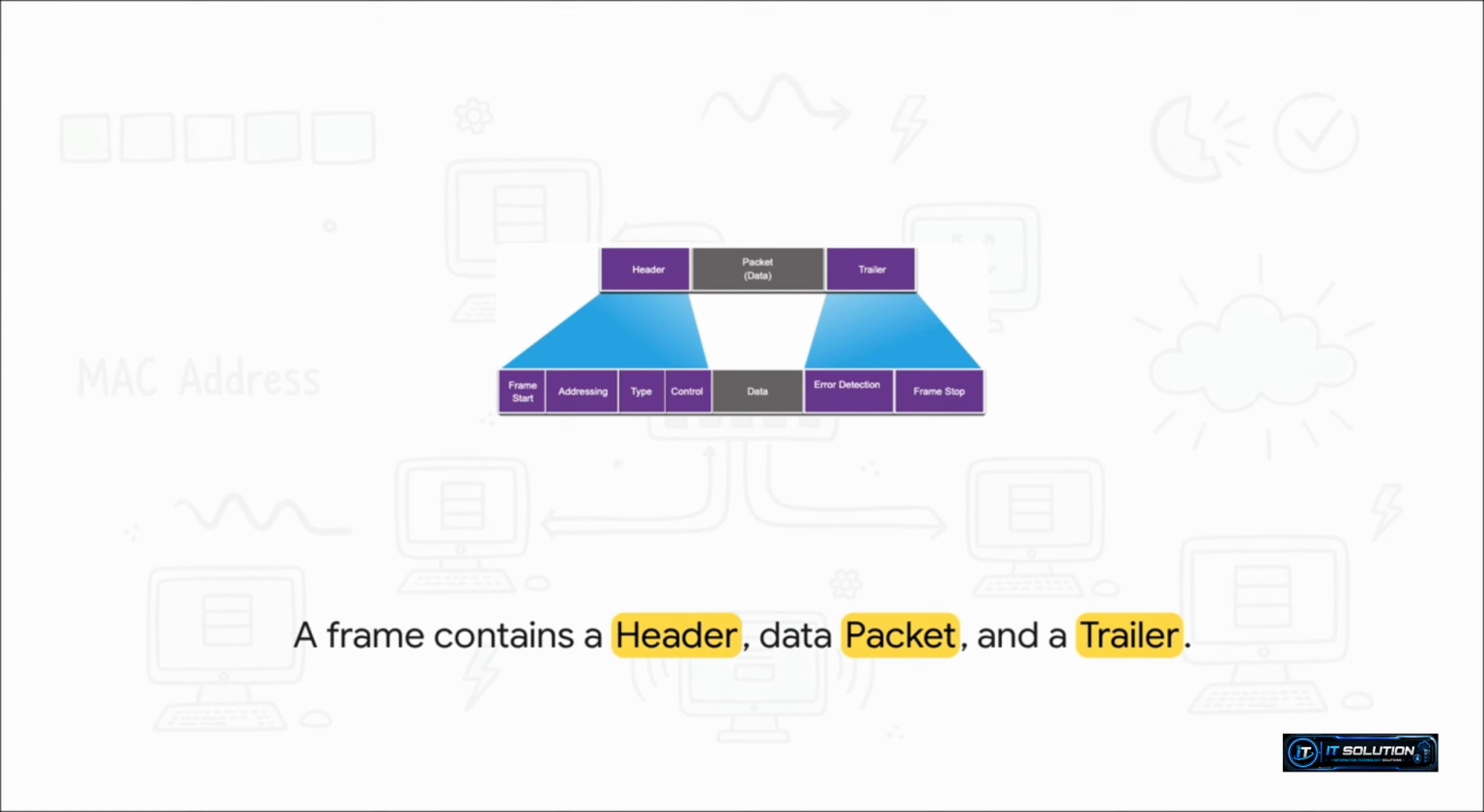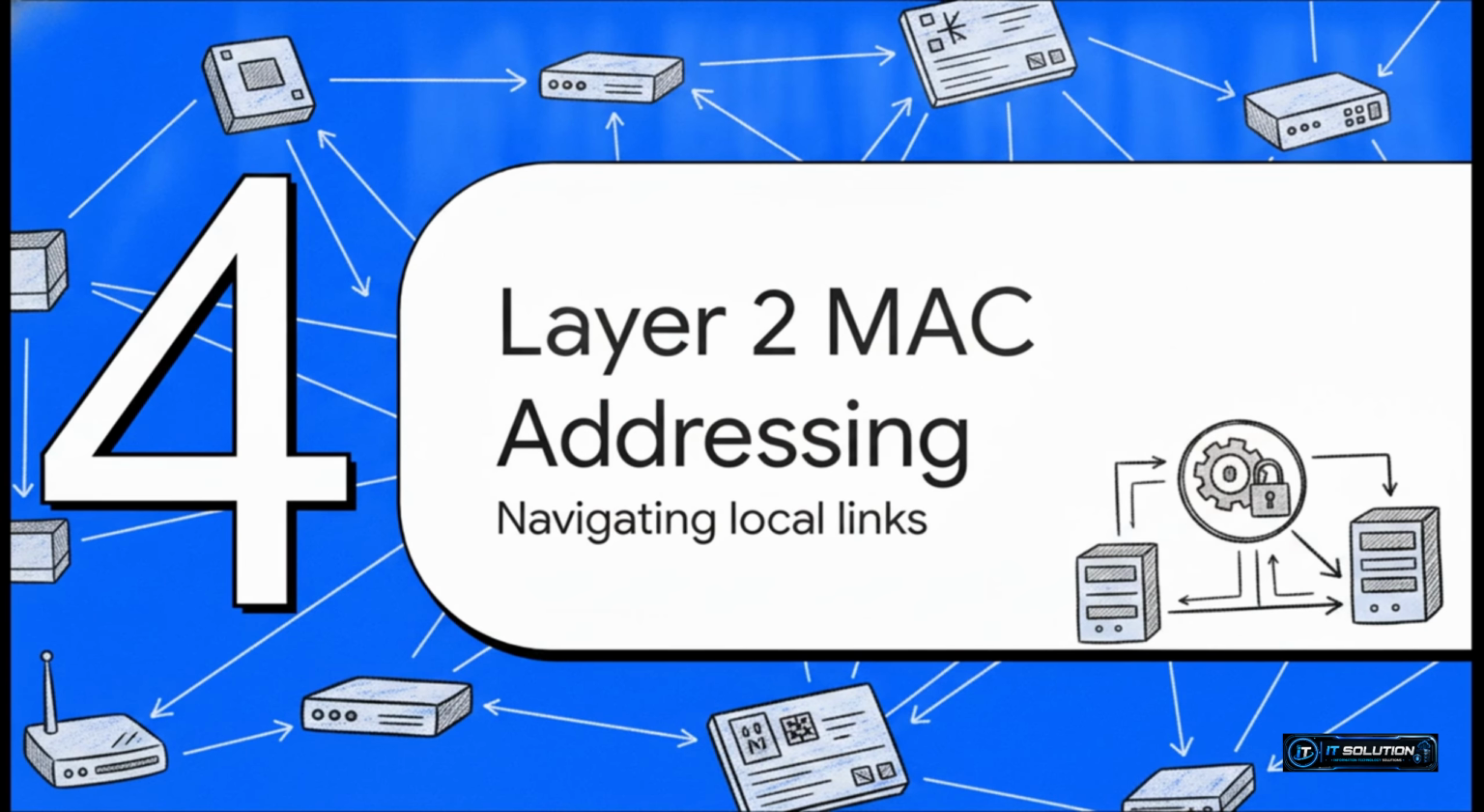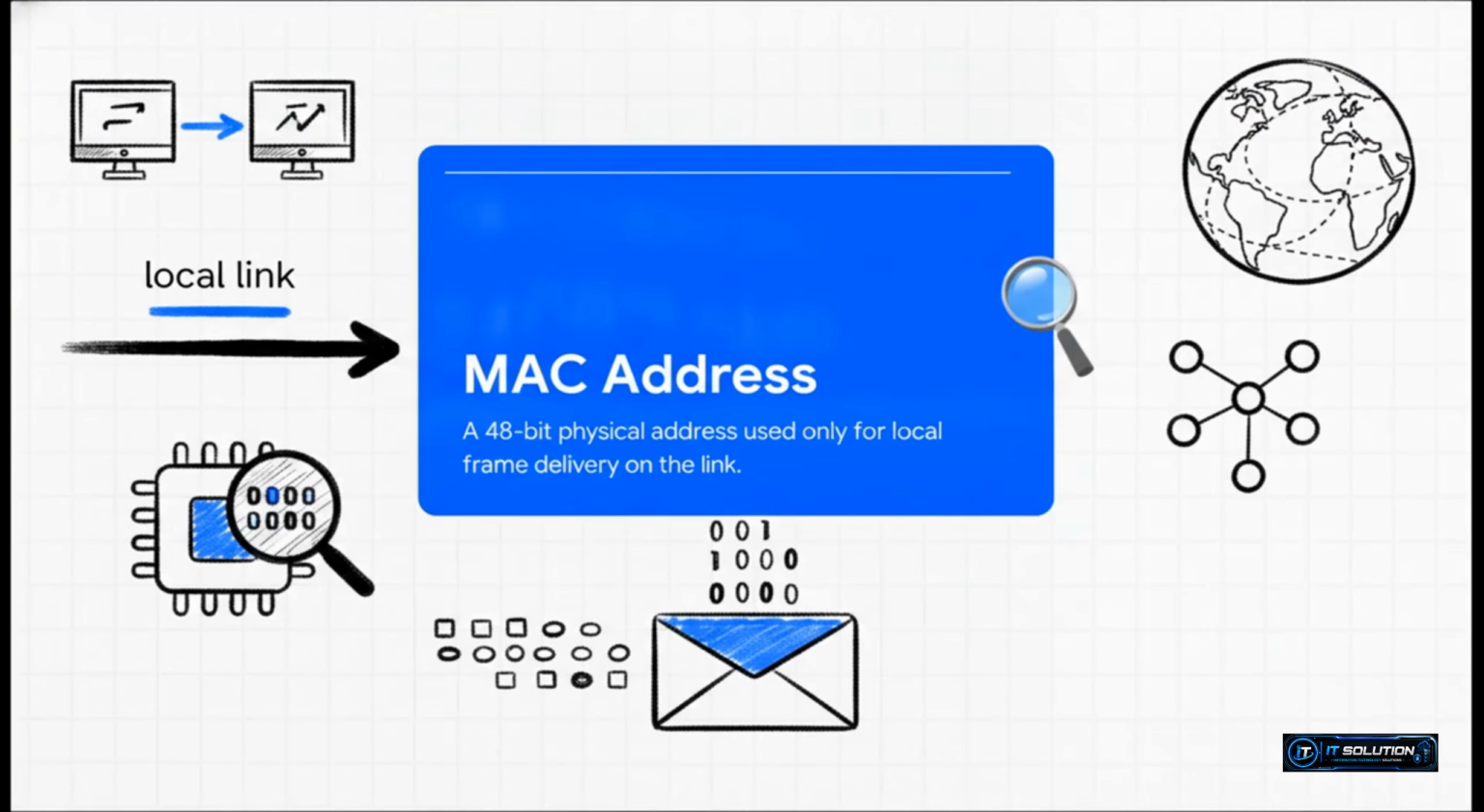Absolutely ruthless. Section 4. Layer 2 MAC addressing. We just talked about the header having addresses, but these are not the IP addresses you're probably used to. Let's see how Layer 2 navigates the local link. We are talking about the MAC address. This is a 48-bit physical address, usually written out as 12 hex digits, and it is physically burned into your device's network interface card. It's pure hardware.